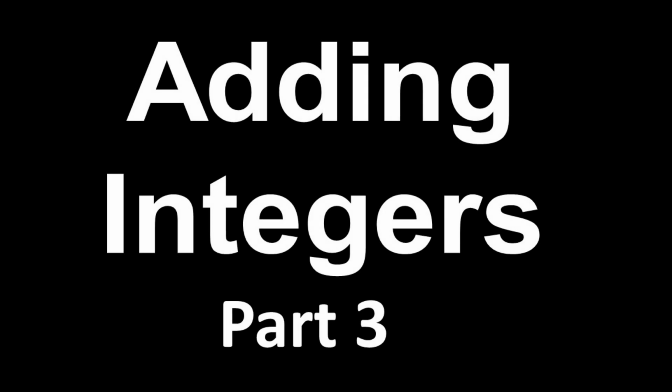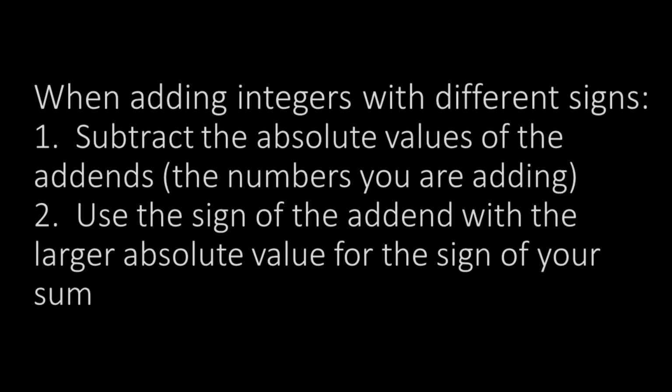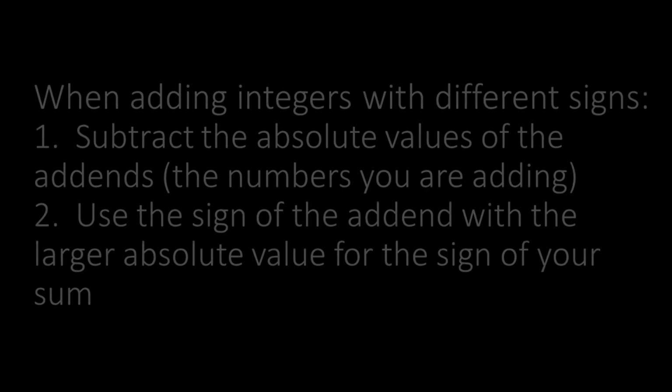This is the third video in a series about adding integers, and in this video we'll focus on adding integers with different signs. Make sure you have paper and pencil ready, and let's get started. When adding integers with different signs, we want to subtract the absolute values of the addends, which are the numbers you're adding. Then we're going to use the sign of the addend with the larger absolute value as the sign of your sum. So let's take a look.